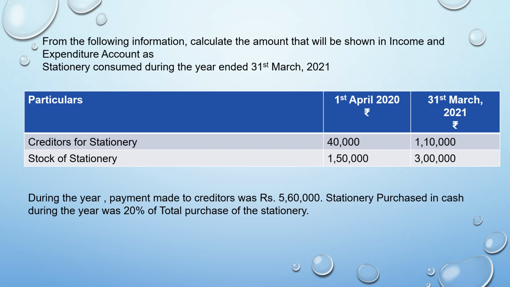In addition to that, they had given during the year, payment made to creditors was 5,60,000. Stationery purchased in cash during the year was 20% of total purchase of the stationery. So as you know, you can use the statement method or the account method. I'll solve it using the account method to show you how you do it, because here the information given is quite limited about the opening and closing creditors and opening and closing stock. So I'm going to use the account method wherein we will prepare the creditors account.